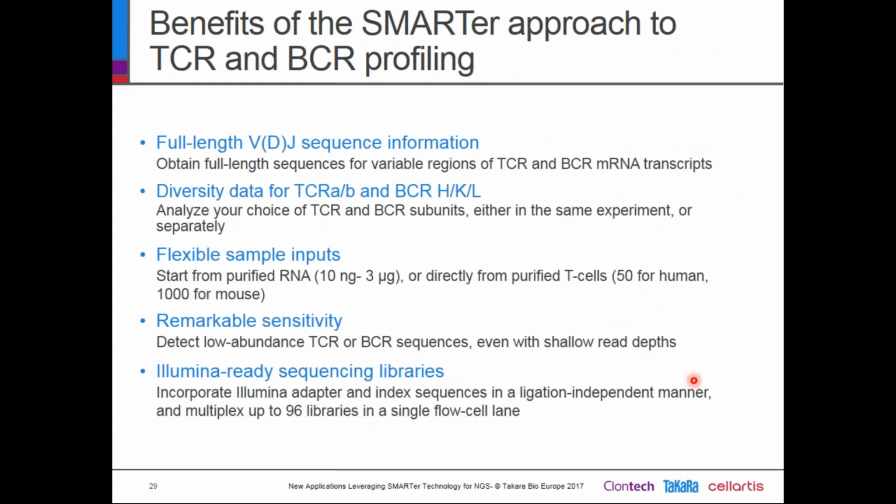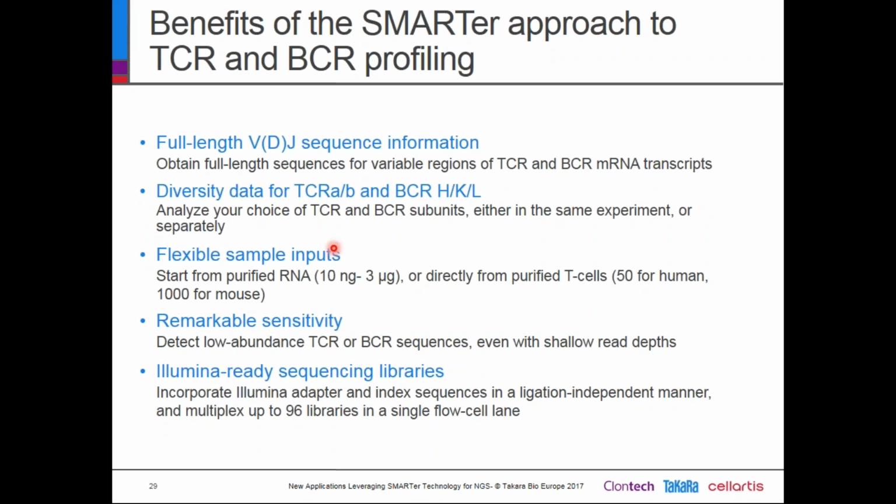Okay, so to summarize, what are the benefits of our smarter approach to TCR and BCR profiling? The first is that you will get the full length VDJ sequence information. So you will have the full sequences for the TCR and BCR mRNA transcripts. You can choose to analyze TCR alpha and beta in the same reaction or separately, and the same for BCR heavy and light.